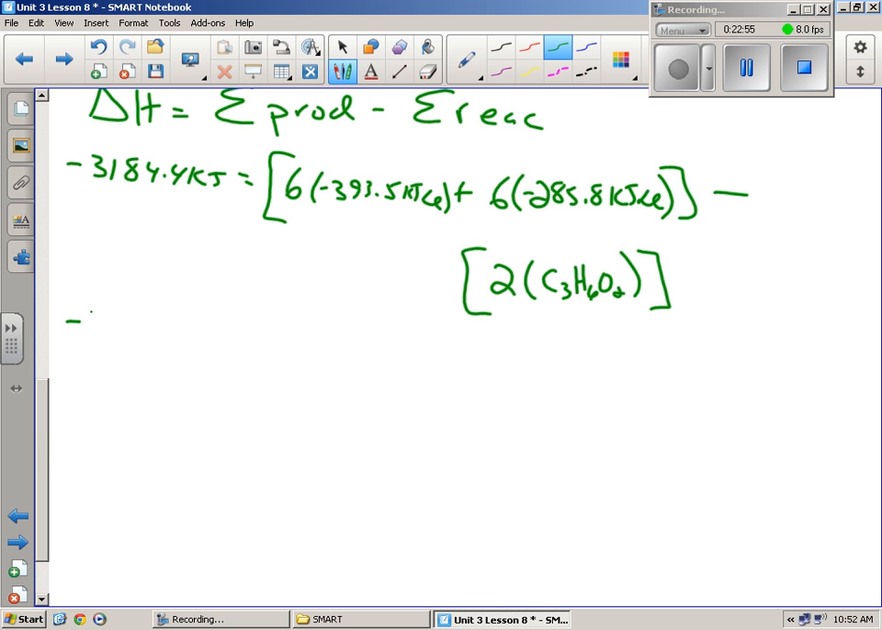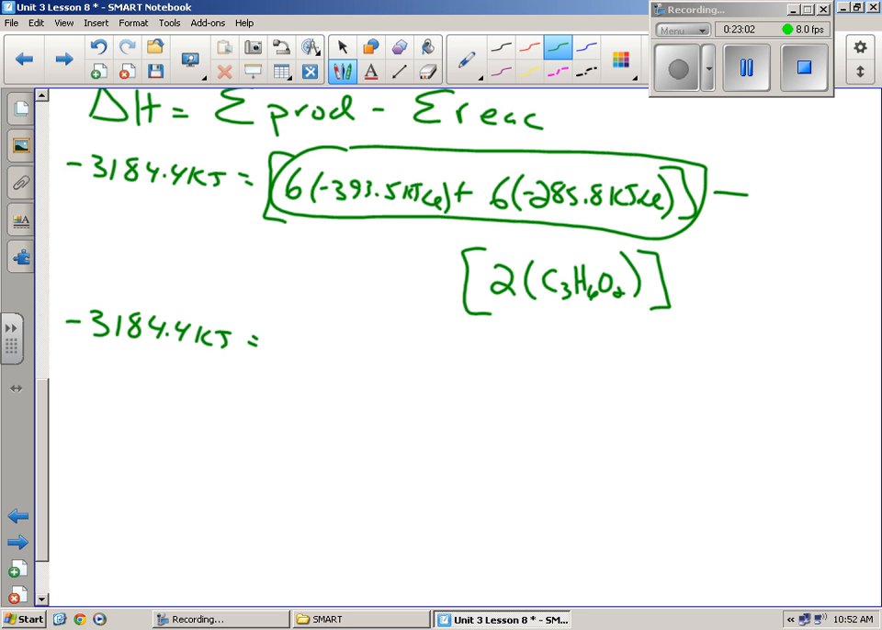Next, I'm going to keep this here, negative 3184.4 kilojoules, and I'm going to add up this stuff here. Let's see, what is that?